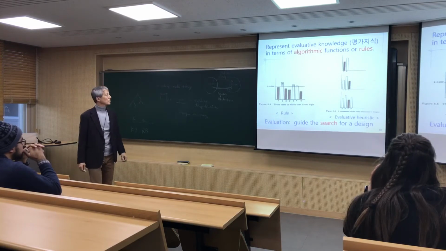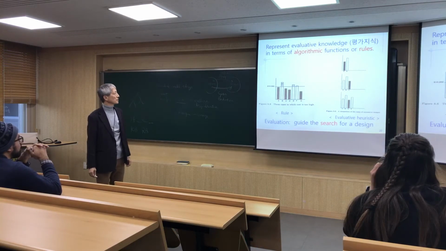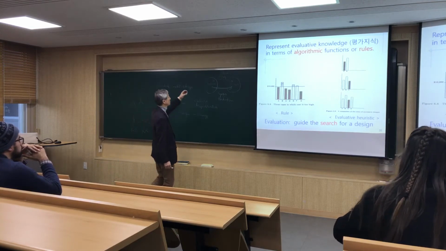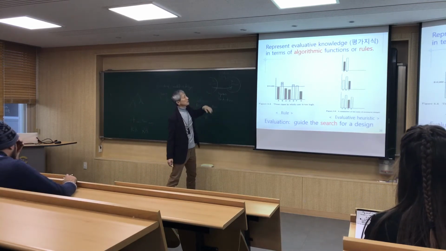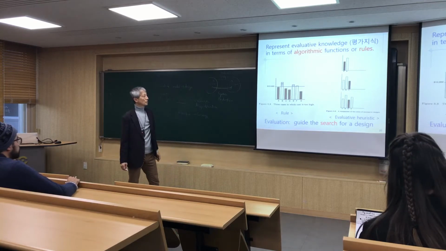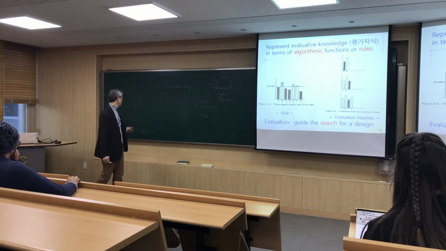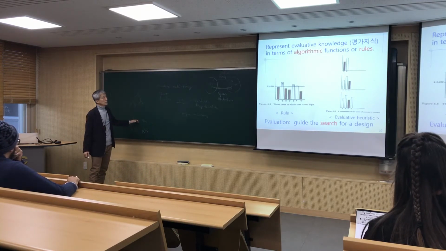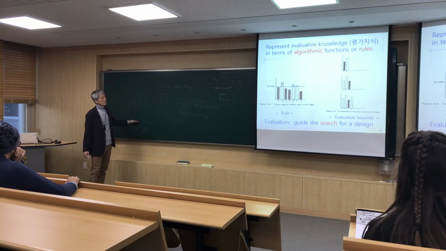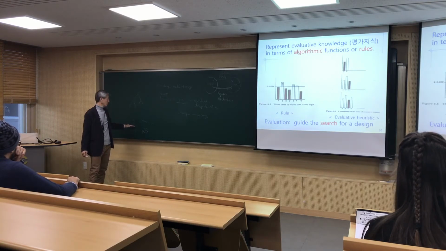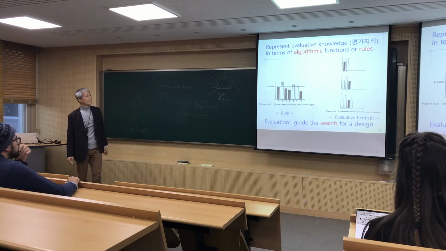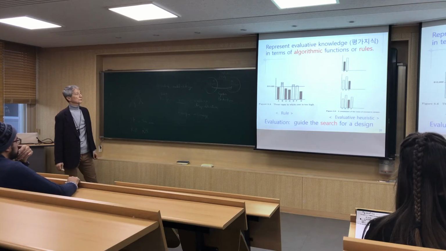So this represents evaluative knowledge. Evaluative knowledge is similar to deductive knowledge in terms of algorithmic functions or rules. Rule is here. So knowledge is usually simply represented as a rule, or sometimes algorithms are also used. Right? So rules or heuristic evaluation.